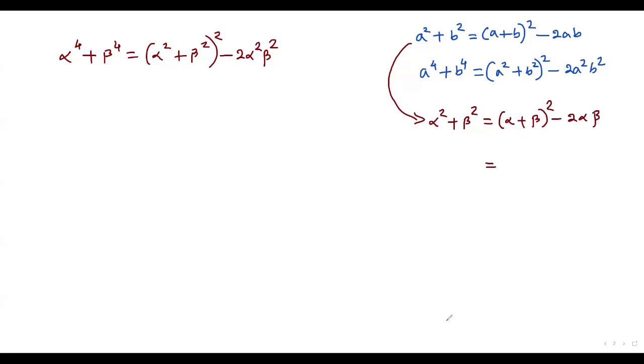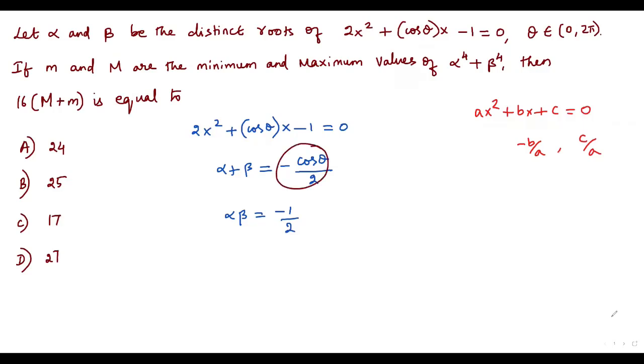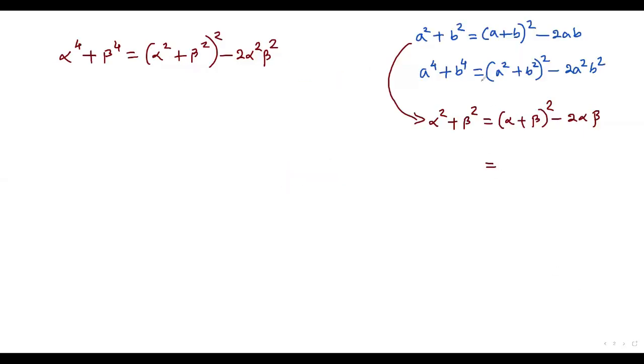In this one, we already know the value of α + β, we got it: that is −cosθ/2. We can plug this in for α + β here, that is (−cosθ/2)². And for αβ also, we already got the value.